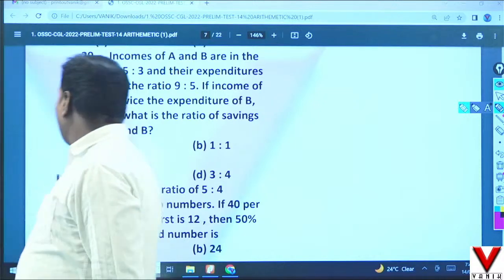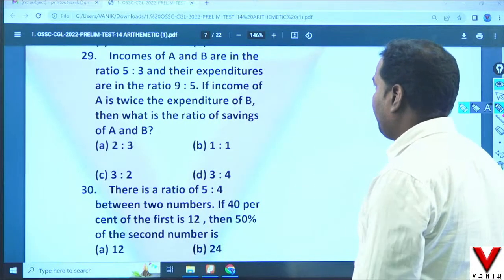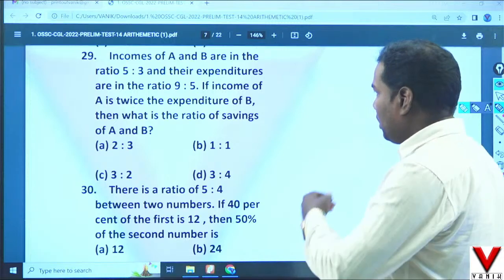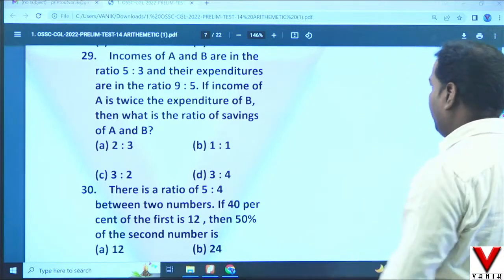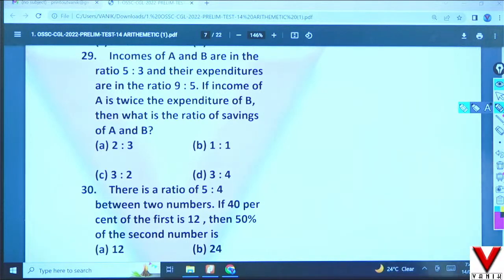Come to the next number, question number 29. Incomes of A and B are in the ratio of 5:3 and their expenditures are in the ratio 9:5. If the income of A is twice the expenditure of B, then what is the ratio of savings of A and B?